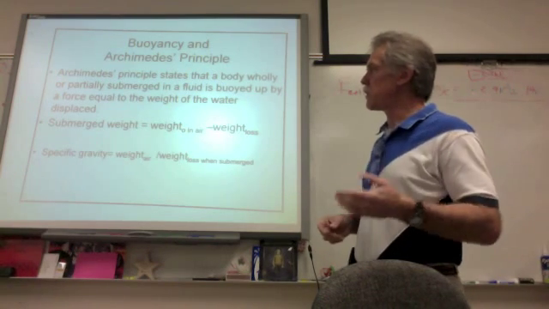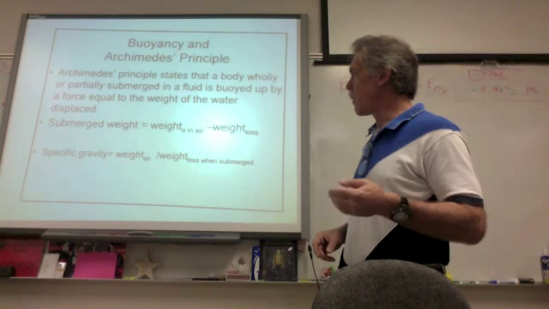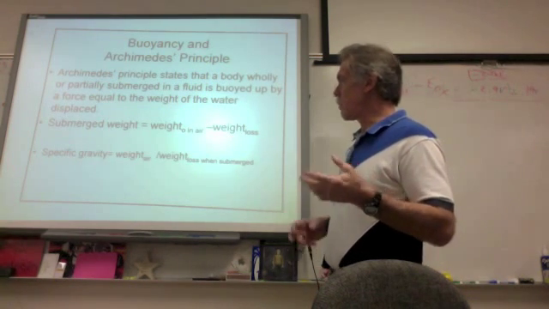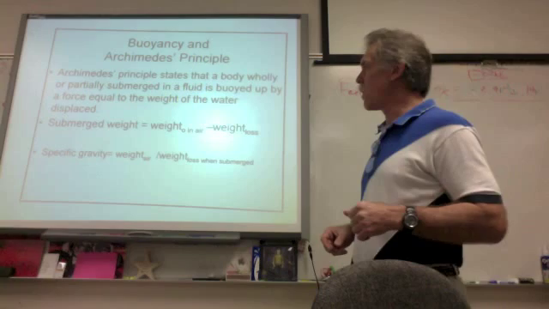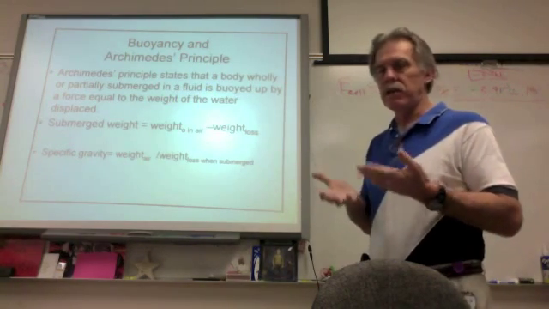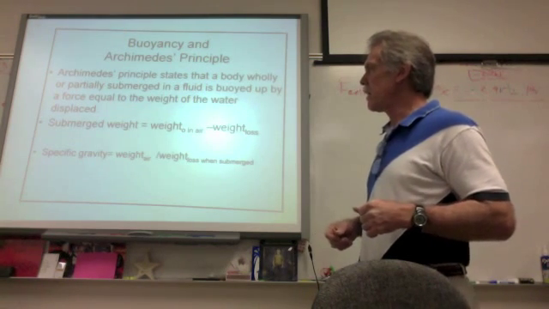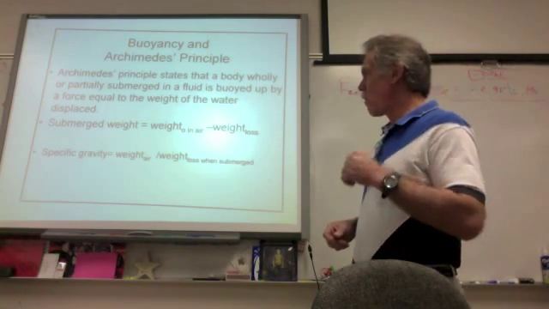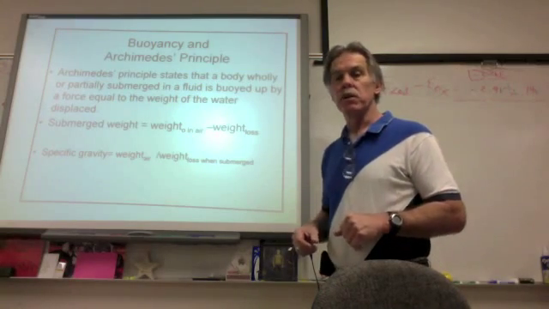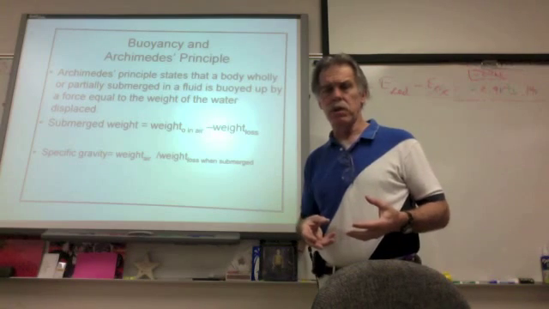Some important terms here: submerged weight equals the weight original in air minus the weight loss, and you're going to need to be able to calculate the submerged weight. The specific gravity is equal to the weight in air over the weight loss when submerged. So that's what he did. He calculated the specific gravity of the crown.